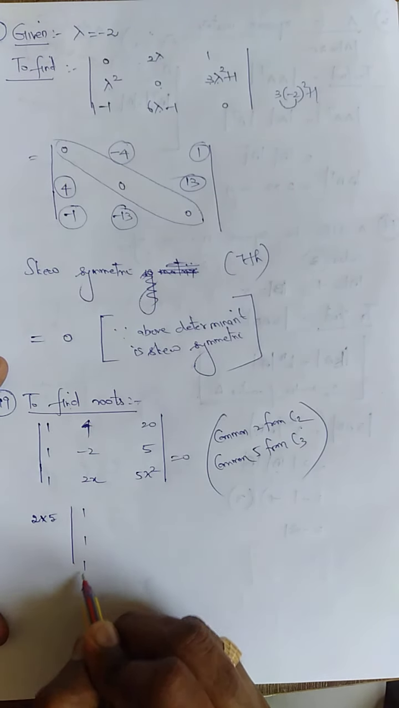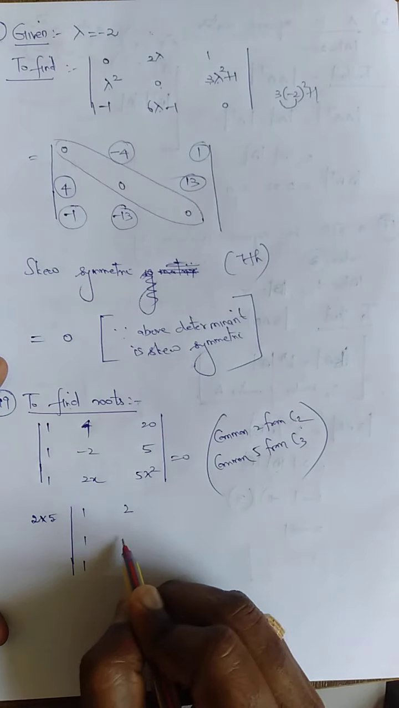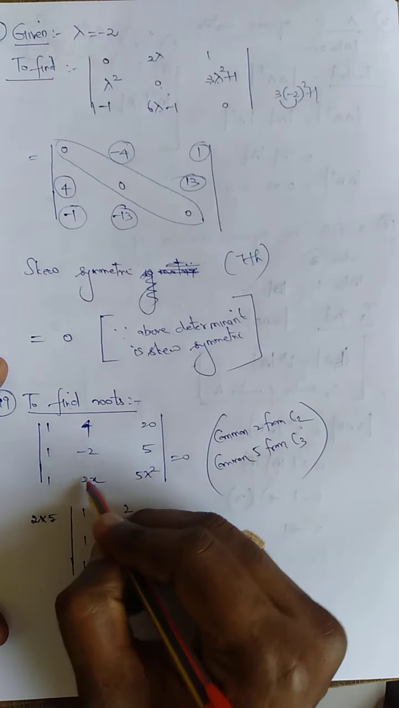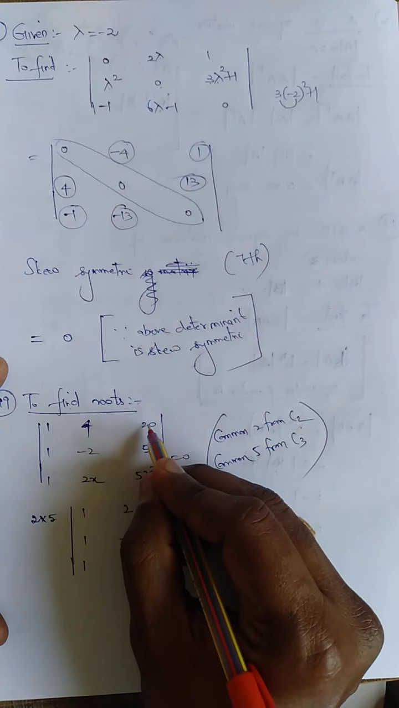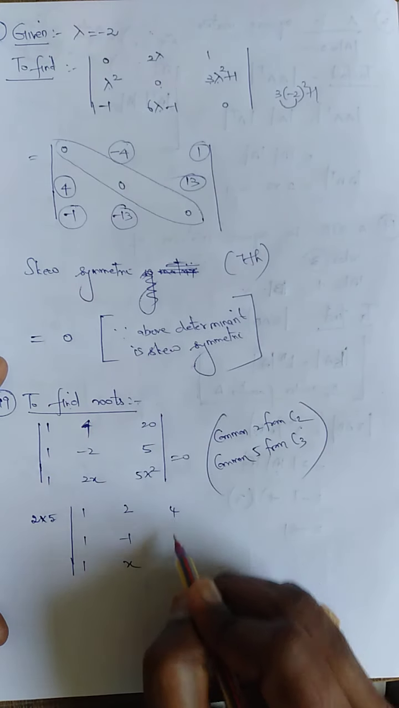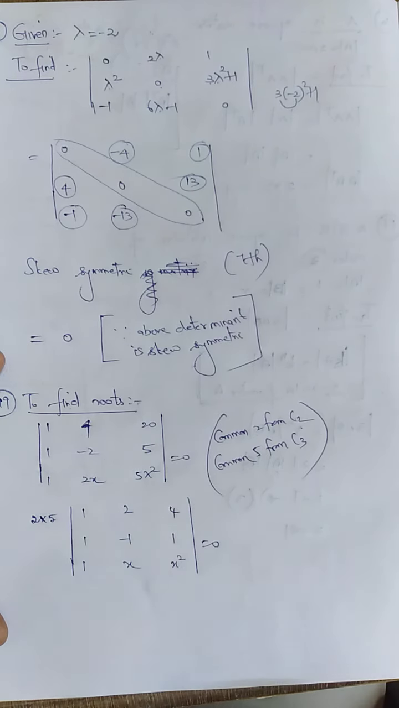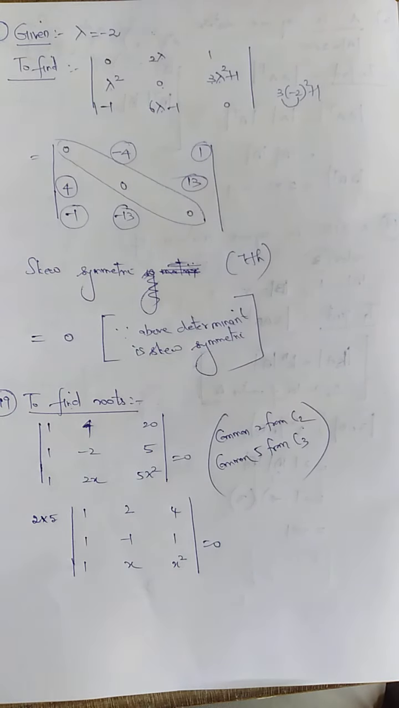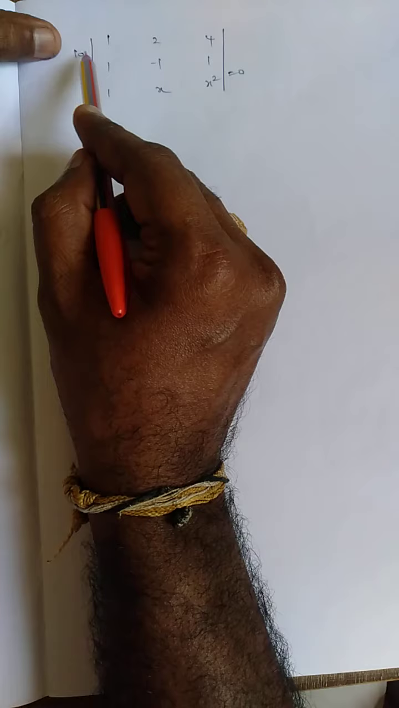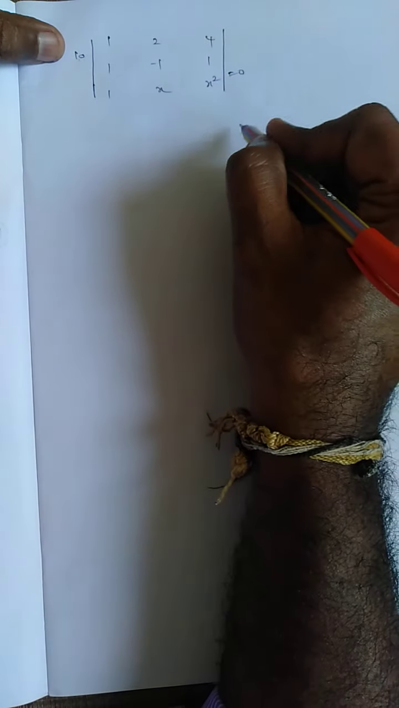So 1 1 1. What is common here? 2 becomes 2 minus 1 and x. This one common is 5, 5 means nothing but 4 1. This is 1 into x square, equal to 0. So I will write once again here. If this 10 comes this way, 0 by 10 is nothing but 0.